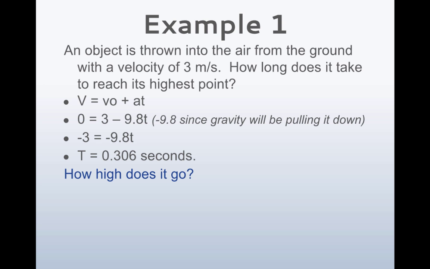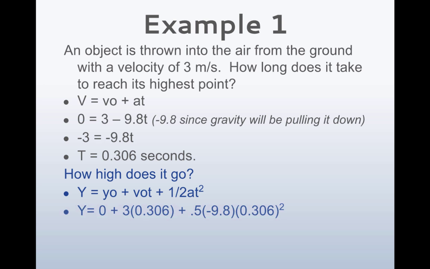So then how high does it go? Using kinematic 2, plugging in all the values that you know, notice that gravity is again a negative 9.8 and it has to be negative now. Okay, it does matter. Plugging all of that in, we get a height of 0.459 meter, about half a meter.